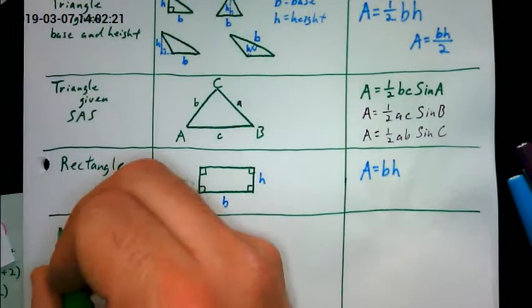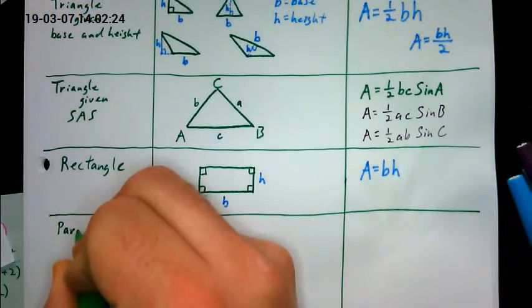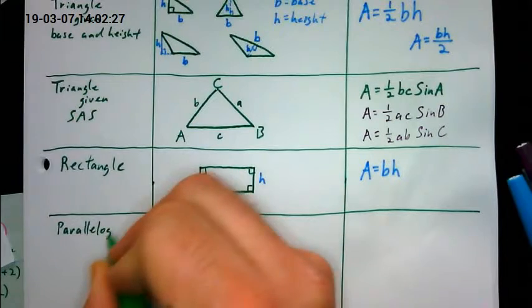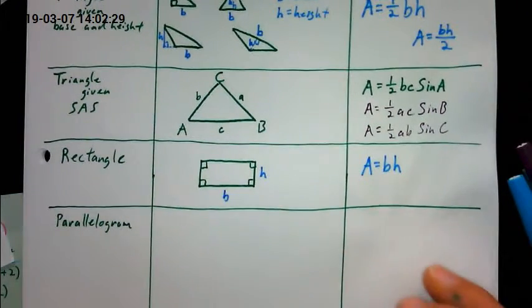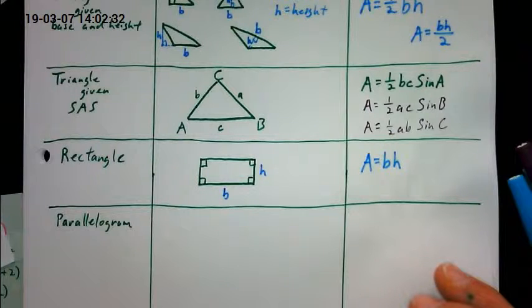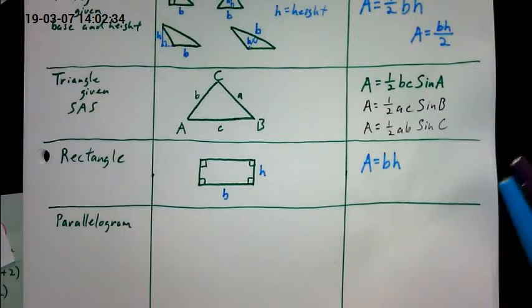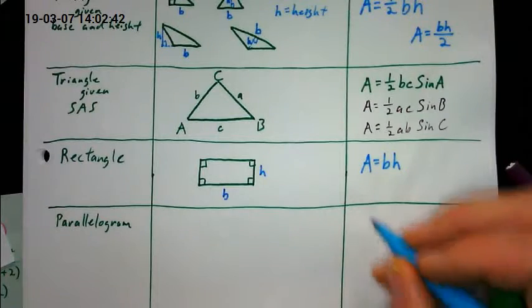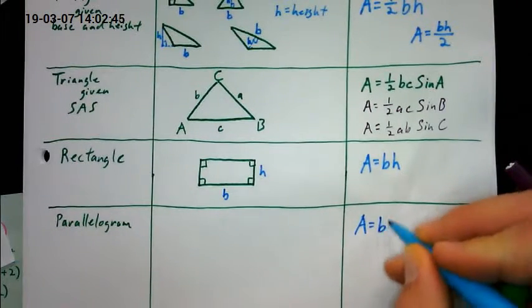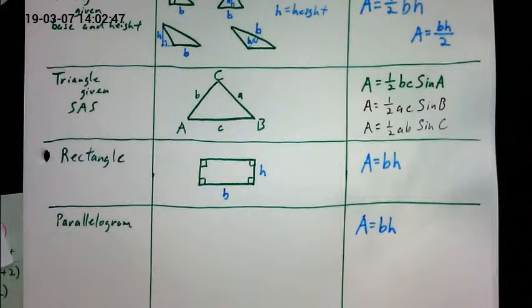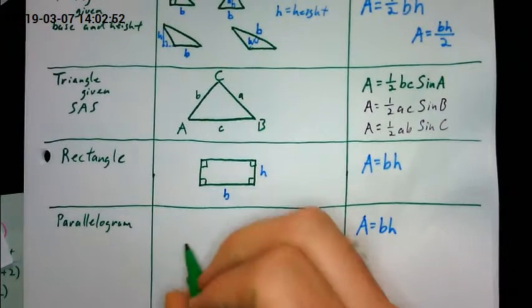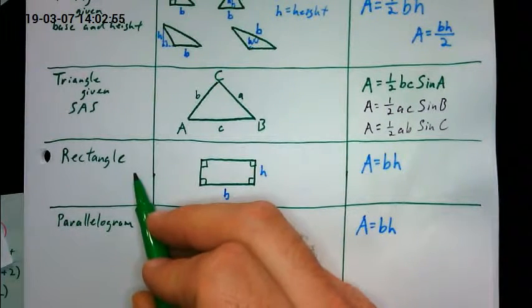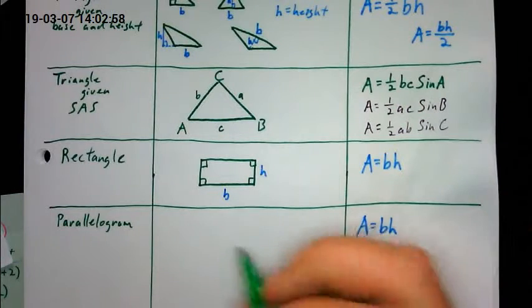Well, the next one's just as easy. Parallelogram. Anybody know the formula for a parallelogram? It's as easy as the last one. It's just base times height. So I'm going to draw three different figures because it can be given to you different ways. But again, a rectangle falls under the category of parallelogram. That's why the formula is the same.